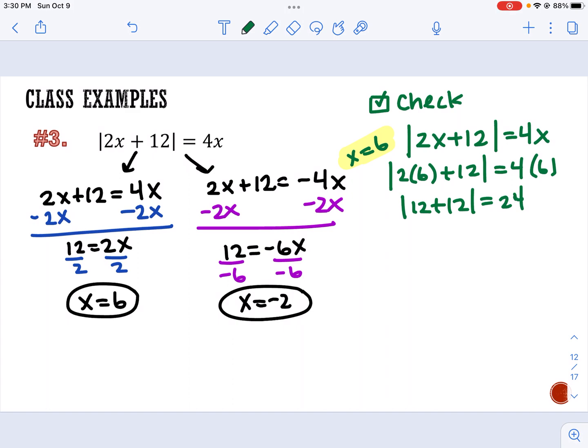I can do the rest mentally. 12 plus 12 is 24. The absolute value of 24 is 24. So we have 24 equals 24. So perfect. x equals 6 does work.